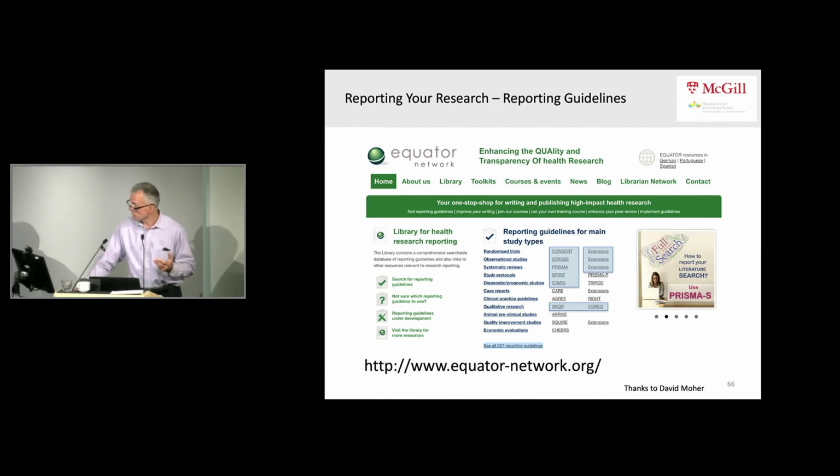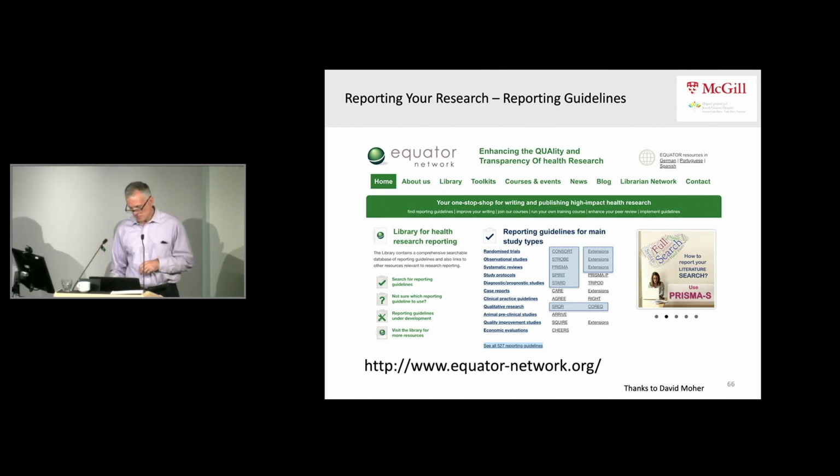SPIRIT is for protocols for trials. STARD is for studies of diagnostic accuracy. Those are the main ones. And then SRQR and COREQ, there are two that are usually used in qualitative research. I think COREQ I see more often, and is probably more rigorously done in my opinion. But those are the main ones to start with.